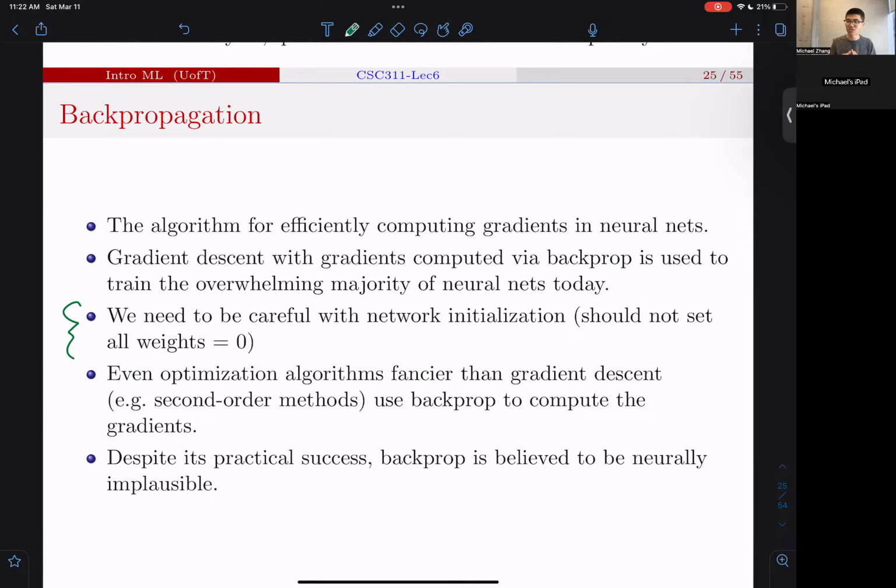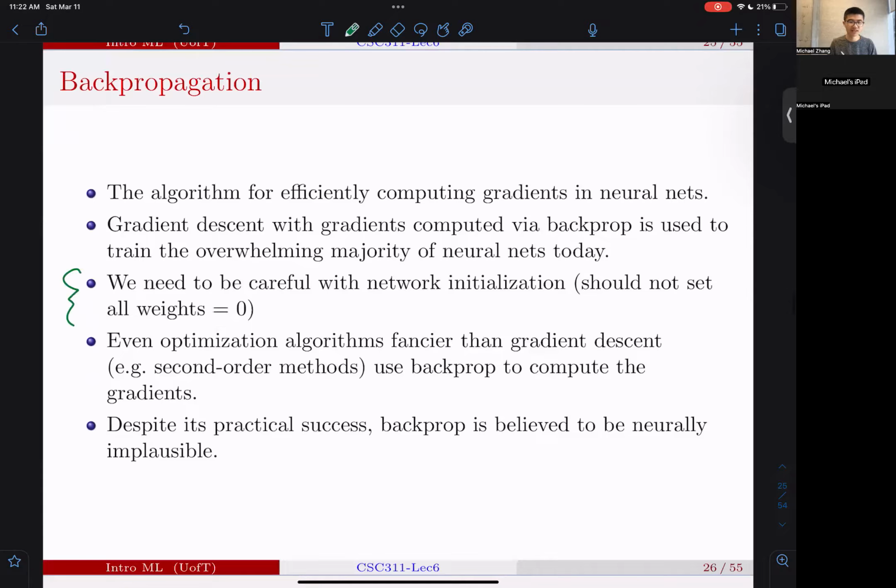So in practice, what we usually do is we set the initialization of the neural network to be small weights, usually sampled from a Gaussian distribution. And one other note is even though backprop and neural networks are sort of motivated by the brain, it's probably not what the brain is actually doing, but I guess in practice we get really good results.